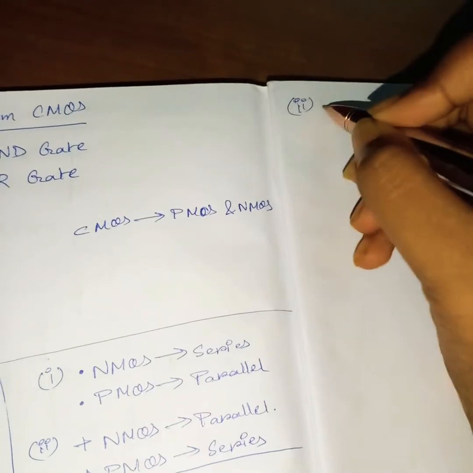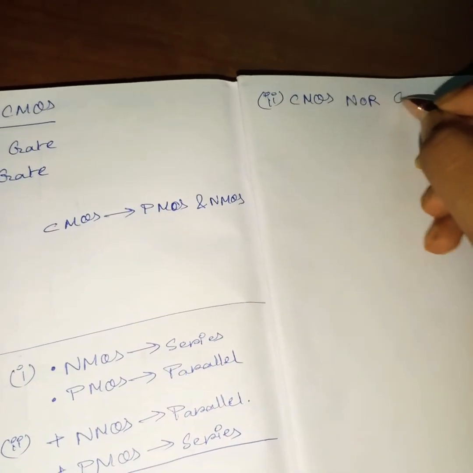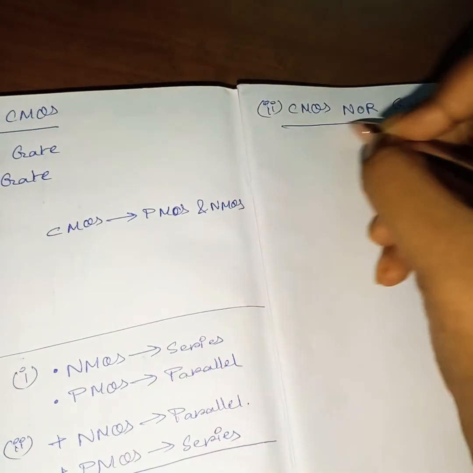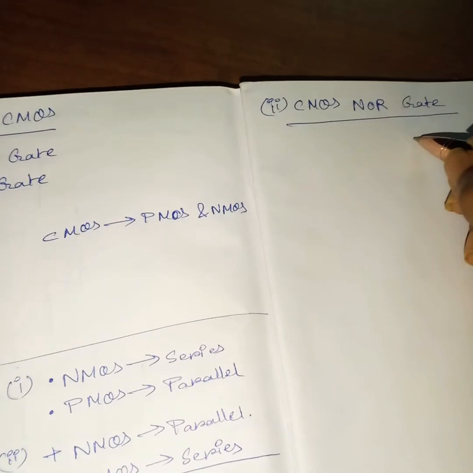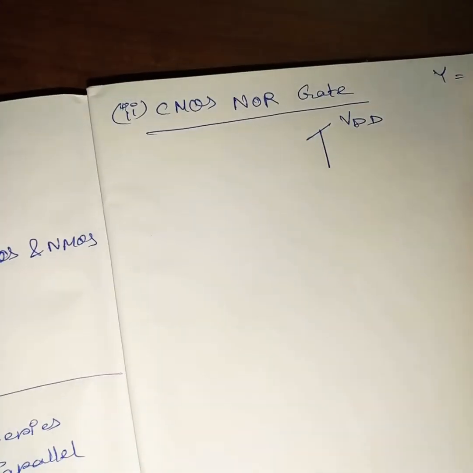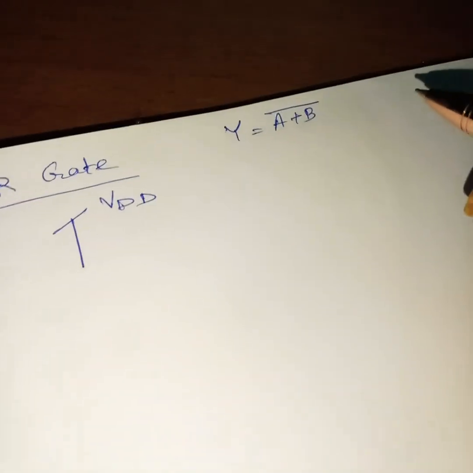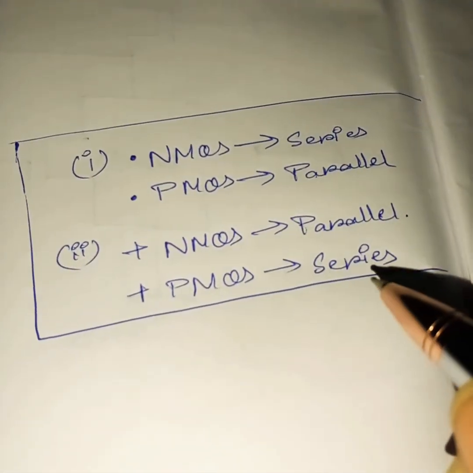Next is CMOS NOR gate. So for CMOS NOR gate also, PMOS should be connected to VDD, right? Now for NOR gate, what we know, Y equals to A plus B whole bar. This should be the equation, right? Y equals to A plus B whole bar. So for plus operation, PMOS should be connected in series.